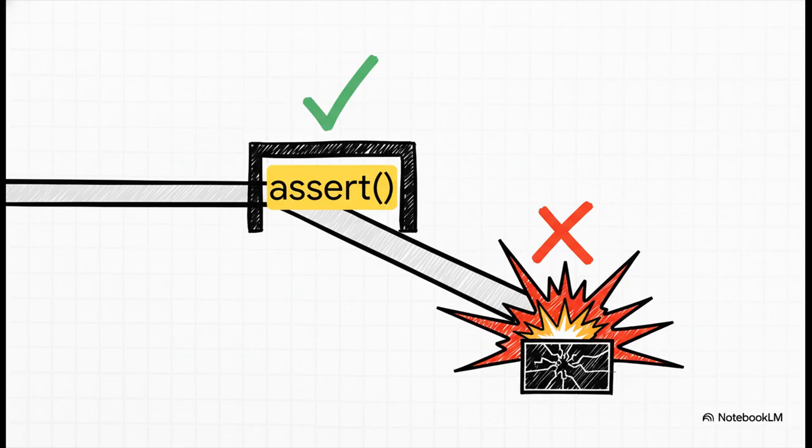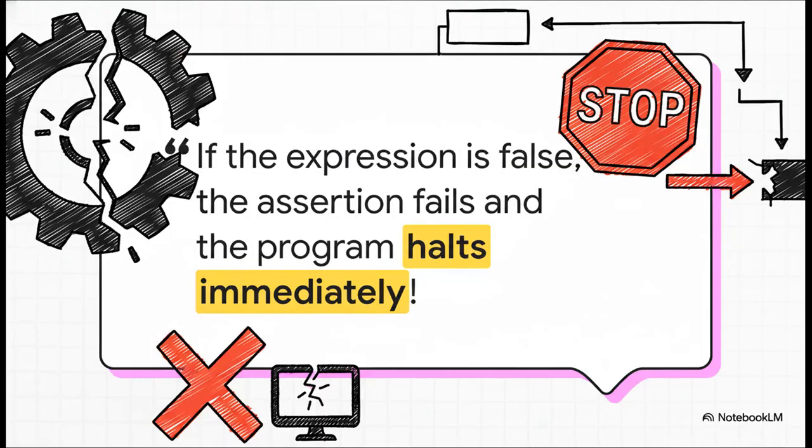You give it some expression that you believe should always, always be true. If it is true, great, your program just keeps on chugging along. But if it's not, well, that's when things get a little dramatic. And listen, this is the most critical thing to get about assert.